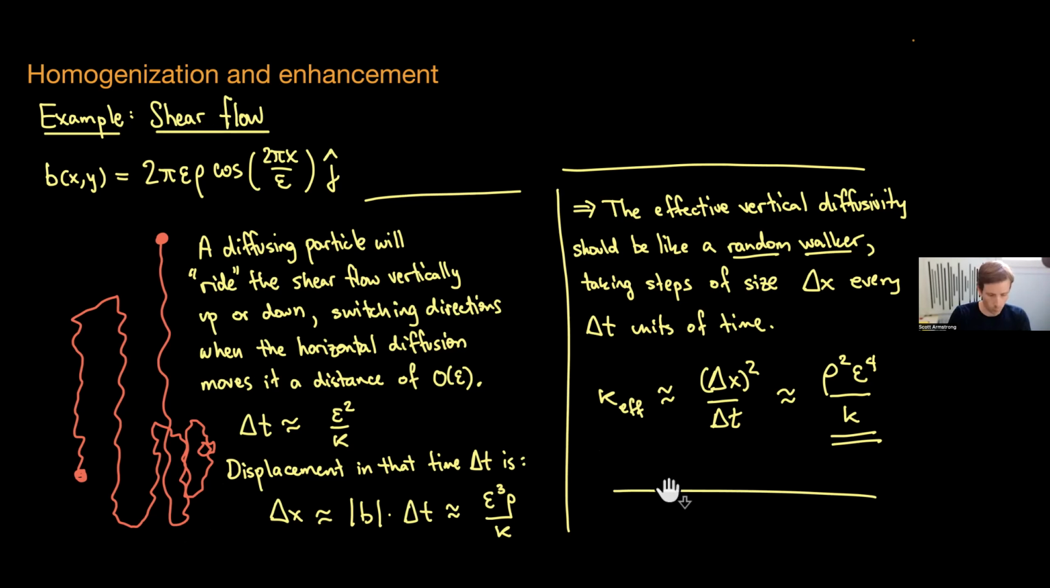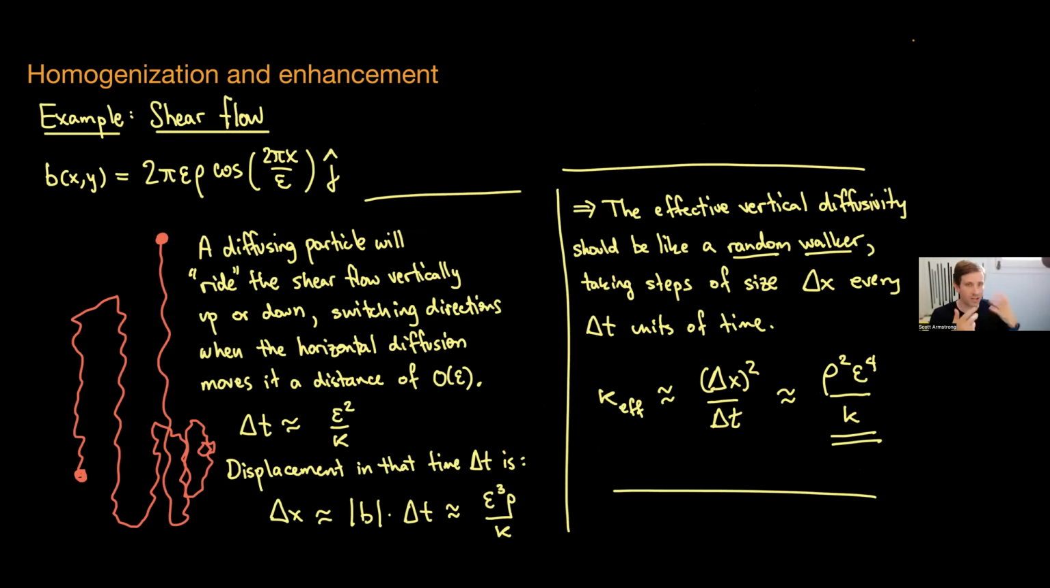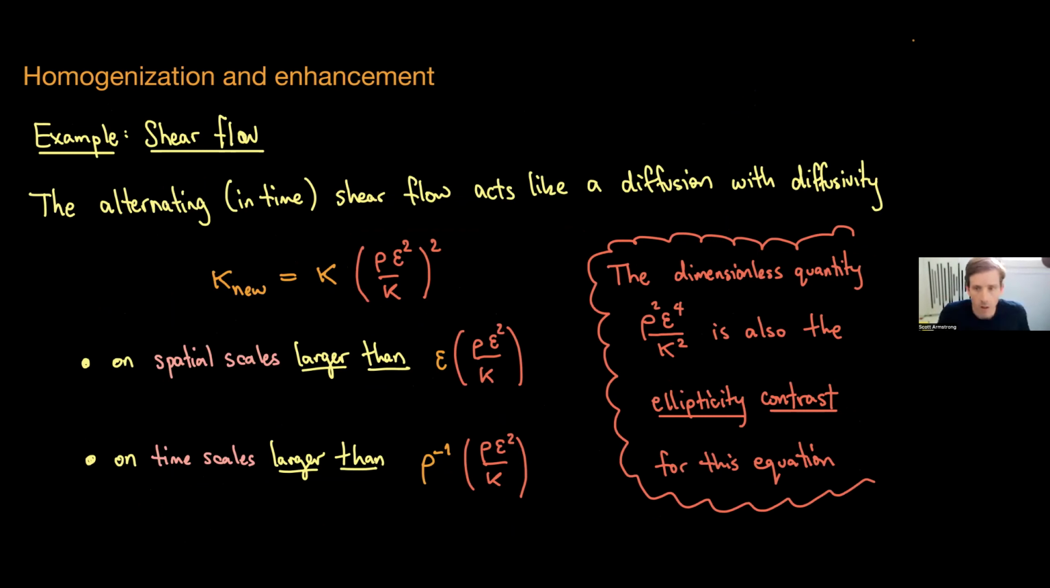I won't go through it because I'm running out of time, but you would guess the correct answer, what I put back there. What I put back there is exact because it's computed from the PDE, just exact calculations, which are easy because this is a very explicit function. Okay. Anyway, but you can guess it from just thinking about how the particle would move around. So the alternating in time shear flow acts like a diffusion with this amount of diffusivity. The new diffusivity on the larger scale is proportional to the old diffusivity times this constant.